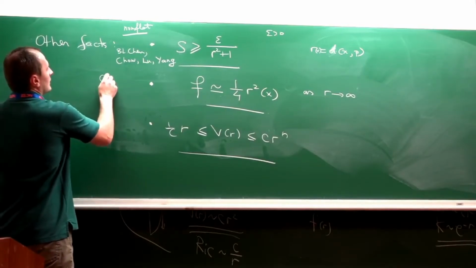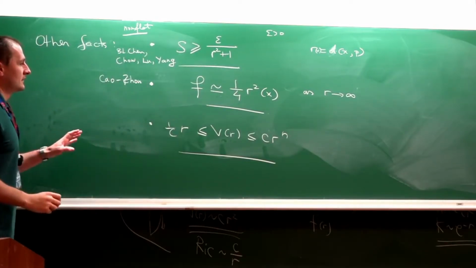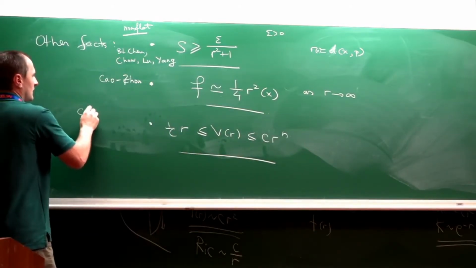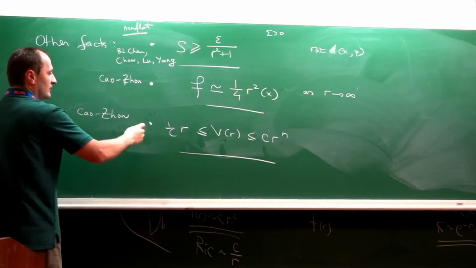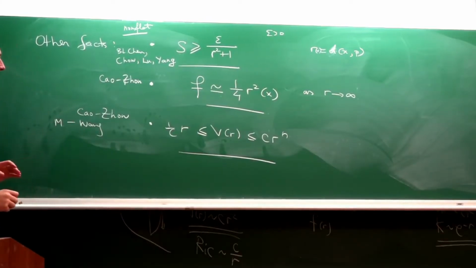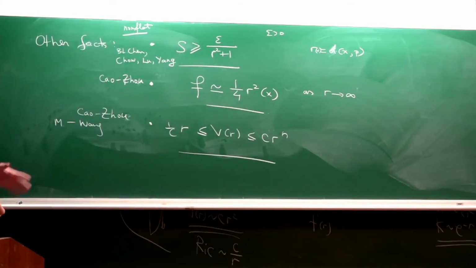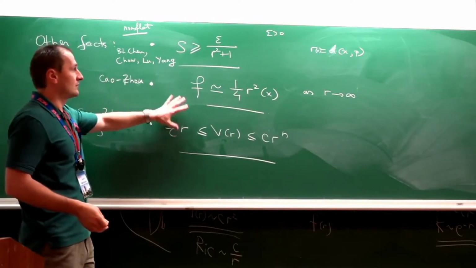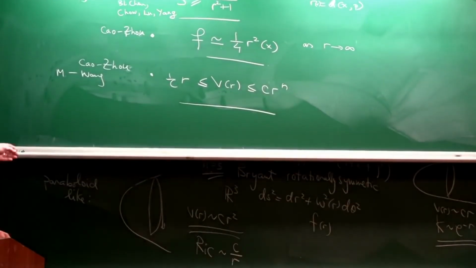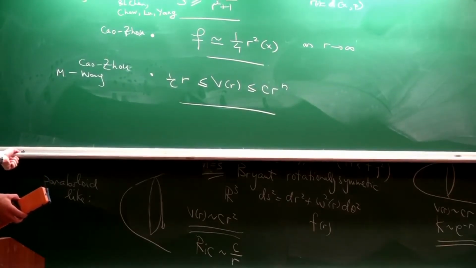This is proved by Huaidong Cao and Xiaohua Zhu. The upper bound is proved by the same Cao and Zhu. The lower bound is proved by Jiaping Wang and myself. So I'm combining all these works into three statements to save time and also to make it more self-contained. This is very important for later. It tells you a lot of information about the geometry.